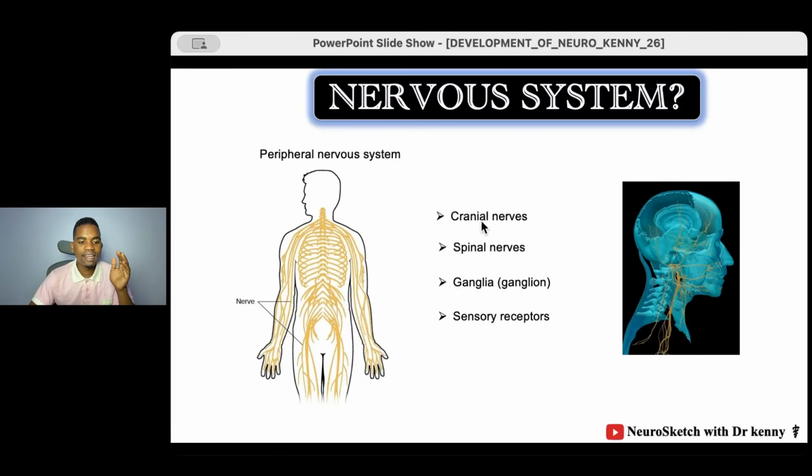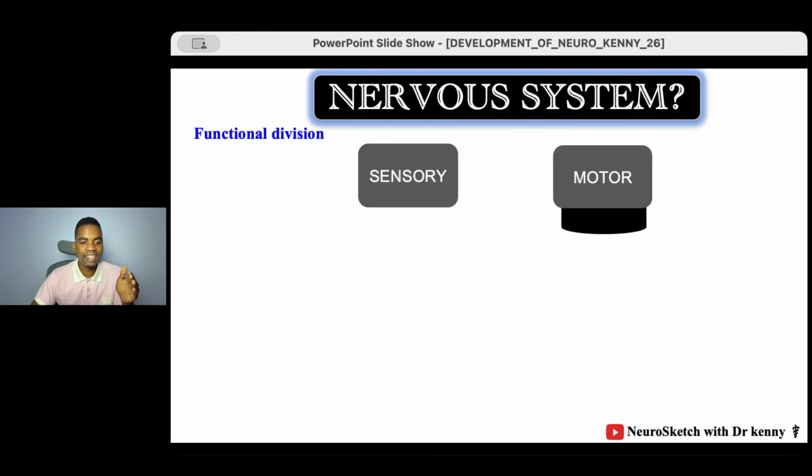This includes the nerves, both cranial and spinal nerves, the ganglia, and the sensory receptors. They are all falling under the peripheral nervous system. But in functional classification, the nervous system is divided into the sensory system and the motor system. The motor system is further subdivided into the somatic nervous system and the autonomic nervous system.